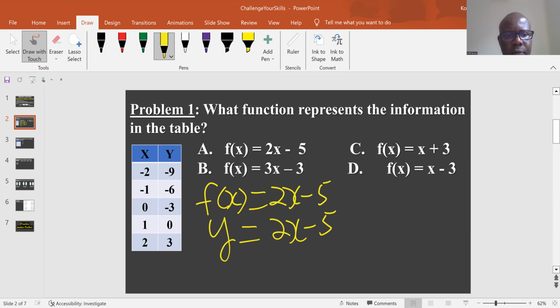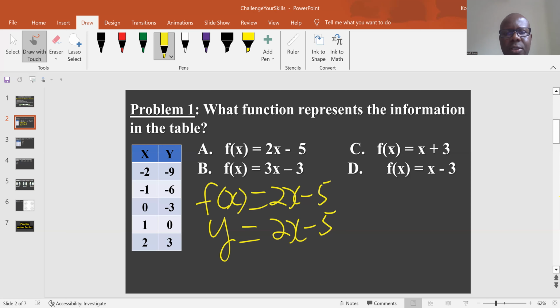So in the table, we have two columns. The first column is for x values. The second column is for y values. What they ask here is to check from the four functions, there is only one function that verifies this condition, which is what? When you plug in x negative 2, you get y value as negative 9. Or you plug negative 1, you get negative 6. Or you plug 0, you get negative 3. Or you plug 1, you get 0. Or you plug 2, you get 3.